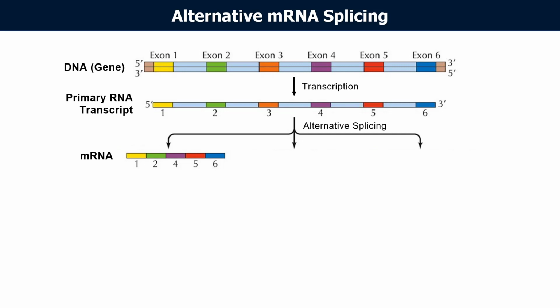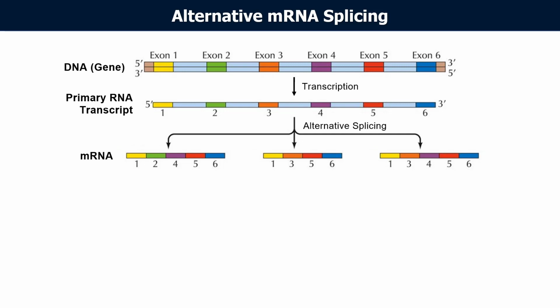But another way to splice them together might be 1, 3, 5, 6, or it might be 1, 3, 4, 5, 6. In other words, it's almost like shuffling the cards in a deck. You can rearrange the exons when you glue them together to be the messenger RNA. And for that matter, you can eliminate some, like we did. So why would this make a difference?